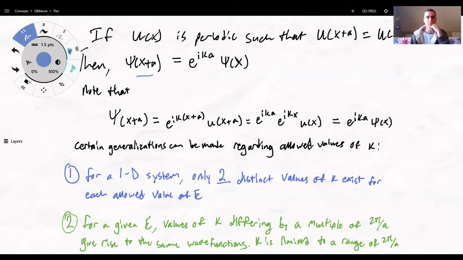Okay, so if we have this formulation that the wave function at x plus a is equal to this factor times our original wave function, notice now that the wave function itself is periodic. If you increase your position by a, you're going to have exactly the same wave function as at a different point, just with this factor in it. So the wave function is now periodic.